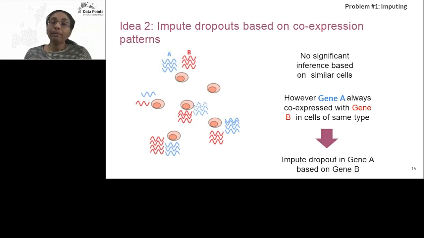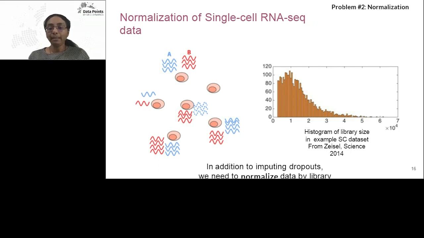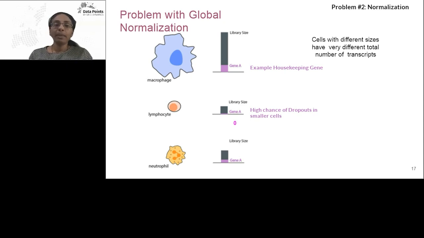And another problem was that of normalization. So you want to normalize the data to keep the library size, which is nothing but the number of mRNAs per cell, the same. One of the examples that is normally done in the field is global normalization. Let's take the example of 3 different cell types. You have macrophages, which are bigger cells, lymphocytes that are tiny, and neutrophils that are somewhere in the middle. Now, the library size for each of these would vary depending on the amount of mRNA per cell type. But you can see that housekeeping genes, for example, these are genes that are supposed to be there in that particular cell, their contents also vary.